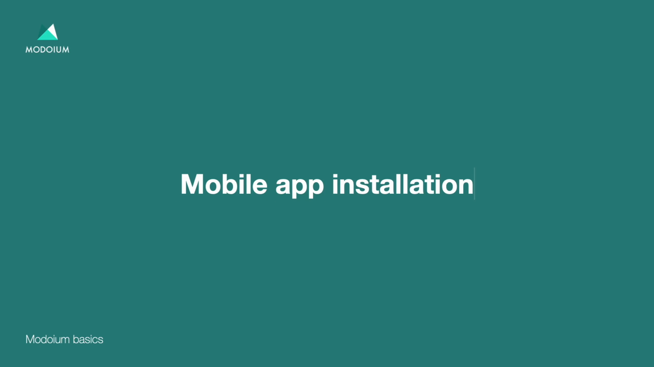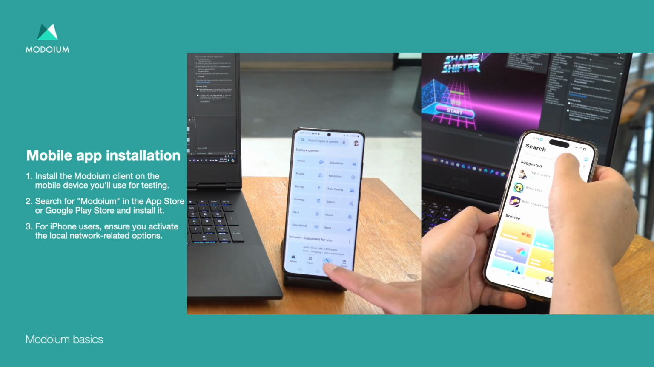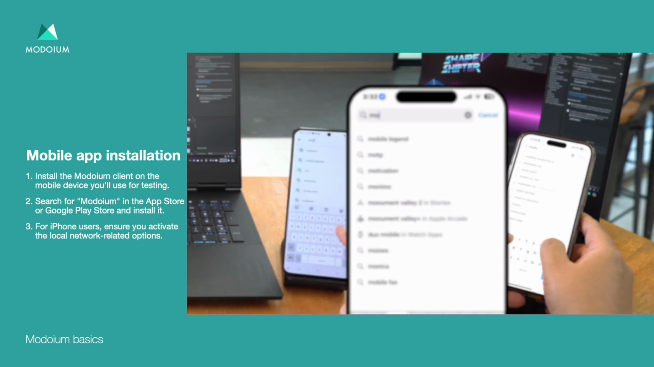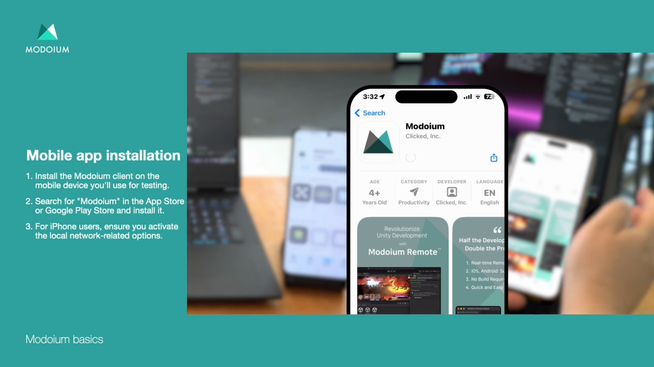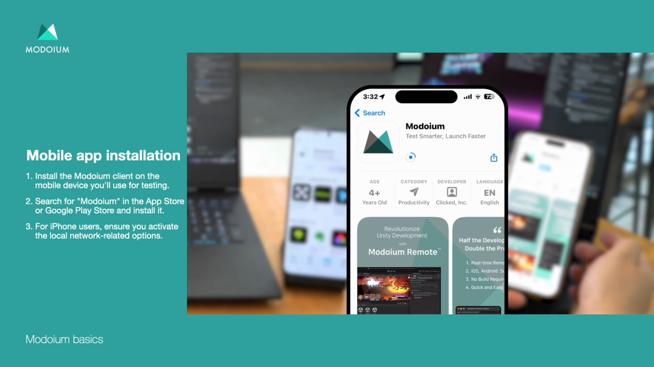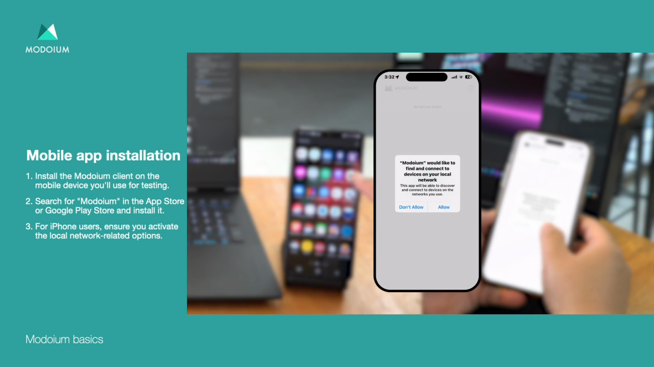Mobile app installation. Install the Modoium client on the mobile device you'll use for testing. Search for Modoium in the App Store or Google Play Store and install it. For iPhone users, ensure you activate the local network-related options.